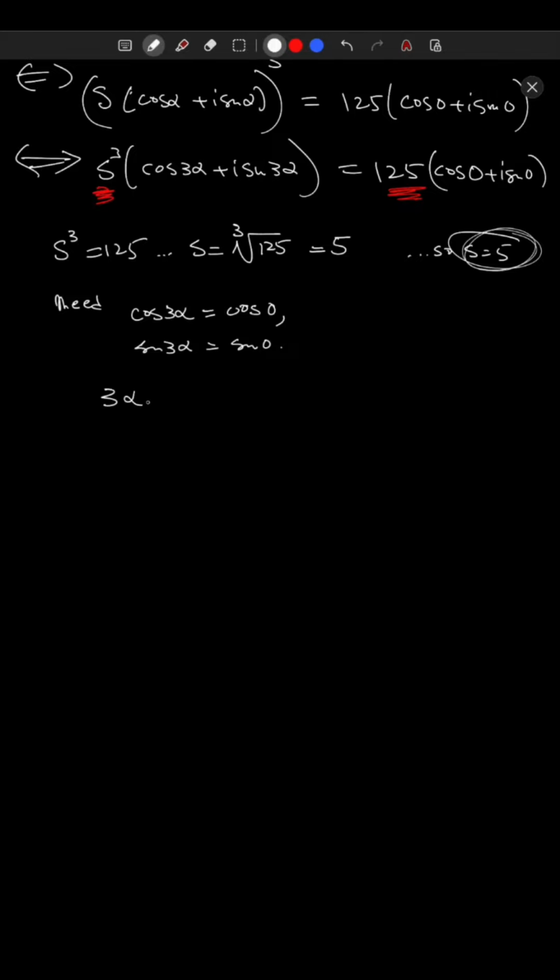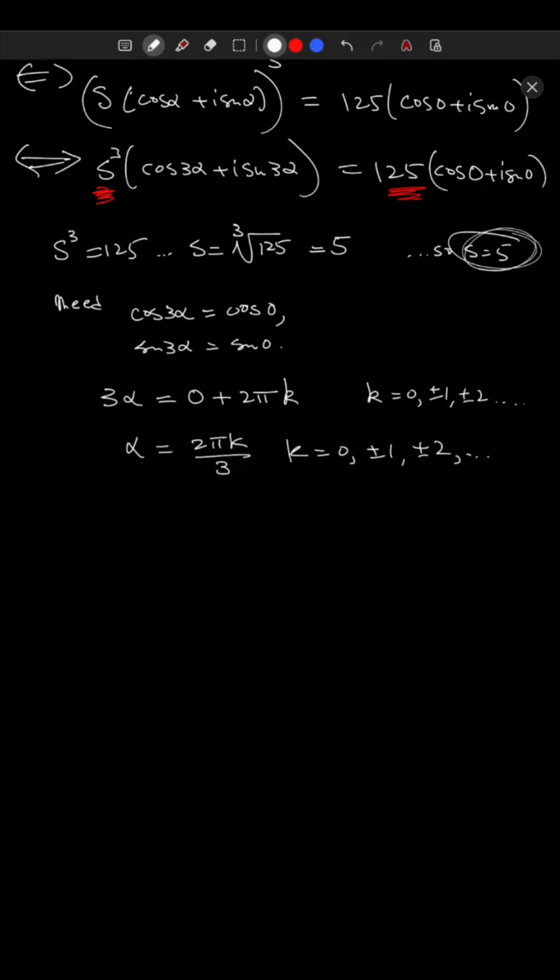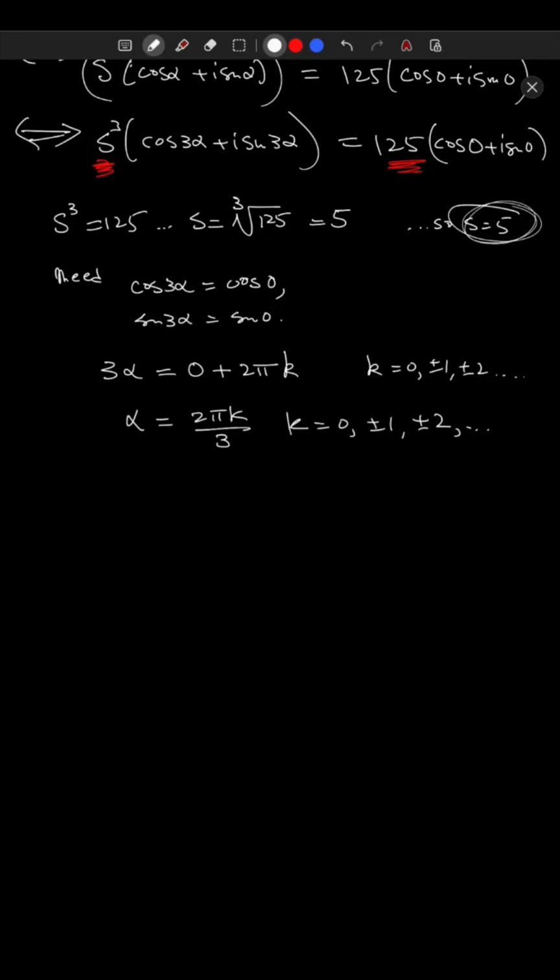And we know that means 3 alpha is 0 plus 2 pi k, where k can be any integer. k could be 0, plus or minus 1, plus or minus 2, and so on. So there's actually an infinite number of solutions to this problem. And in general, that means alpha is equal to, the 0 just goes away, so 2 pi k over 3, where k equals again 0, plus or minus 1, plus or minus 2, and so on. So first of all, it seems like there's an infinite number of solutions, but let's actually examine them.